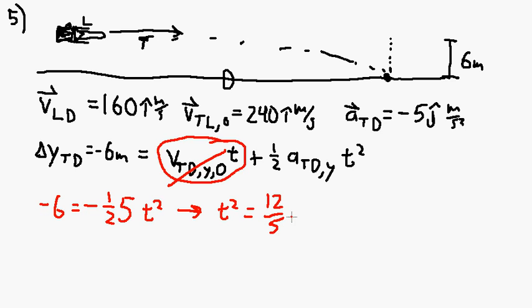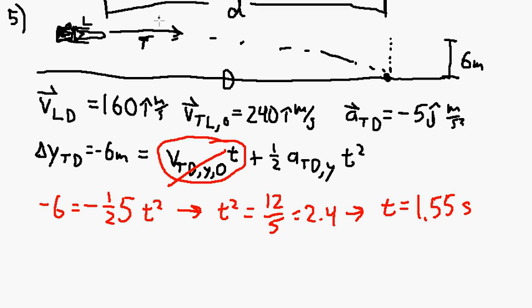Which equals 2.4, and that means t equals the square root of 2.4, which is 1.55 seconds. That's how long it takes the torpedoes to fall. Now, how far away does Luke need to be when he launches the torpedoes? Well, they need to cover some distance d, right? So what's the velocity of the torpedoes relative to the Death Star initially?